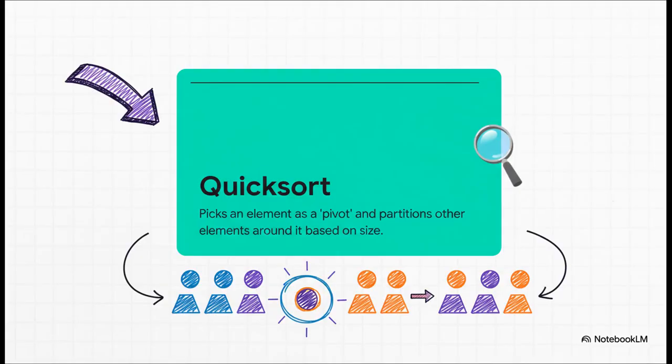Now, our final algorithm, quicksort, also uses this divide and conquer idea, but it's got a different twist. Instead of just blindly splitting the list in half, it intelligently picks one element to be the pivot. Then, it rapidly rearranges the list so that all the numbers smaller than the pivot are on its left, and all the numbers that are larger are on its right.